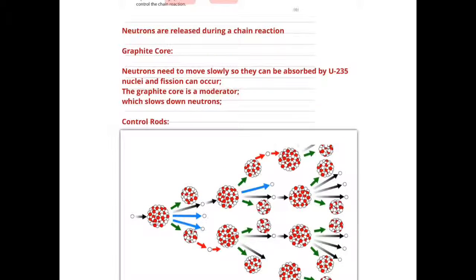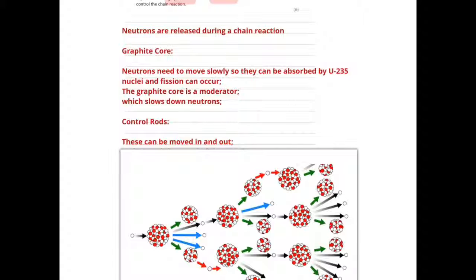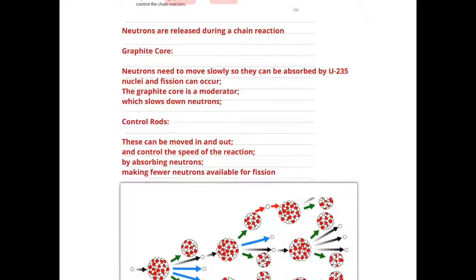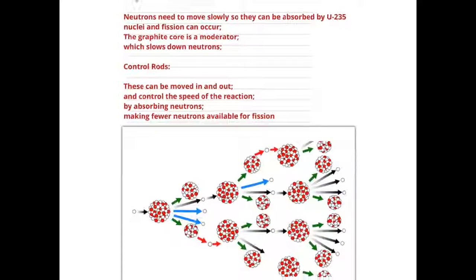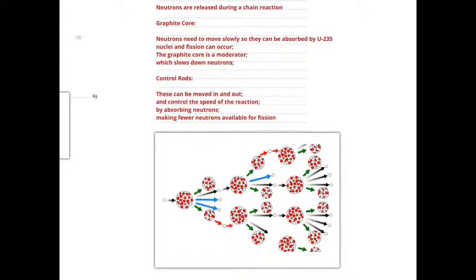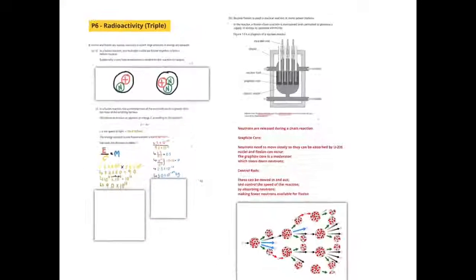Now the control rods. These can be moved in and out or up and down and control the speed of the reaction by absorbing neutrons, making fewer neutrons available for fission, so less are likely to collide with uranium-235 nuclei. This is actually one of the easier 6-mark questions, and it's triple only.